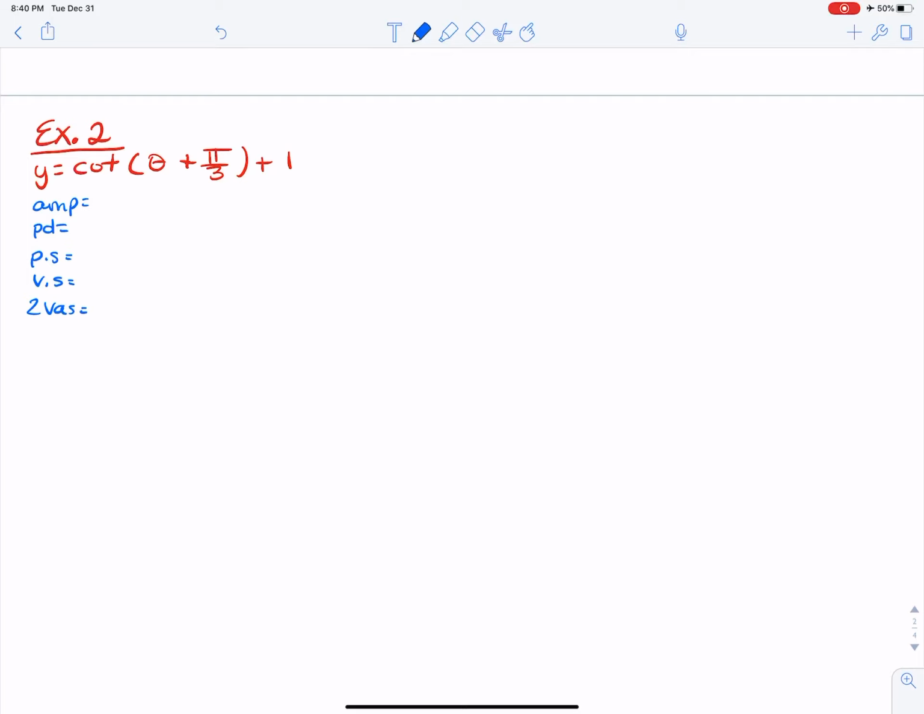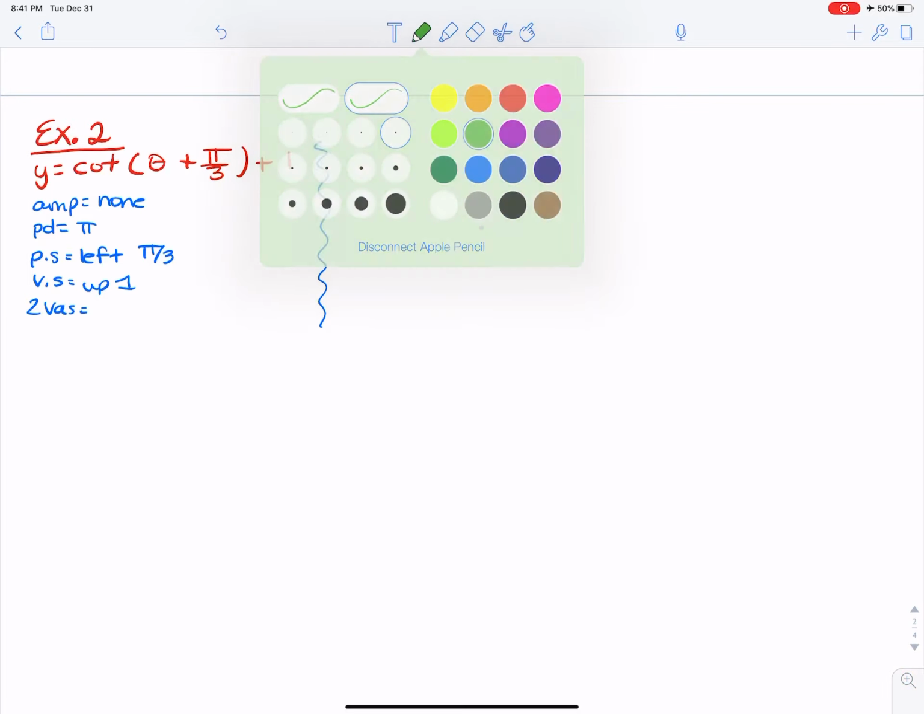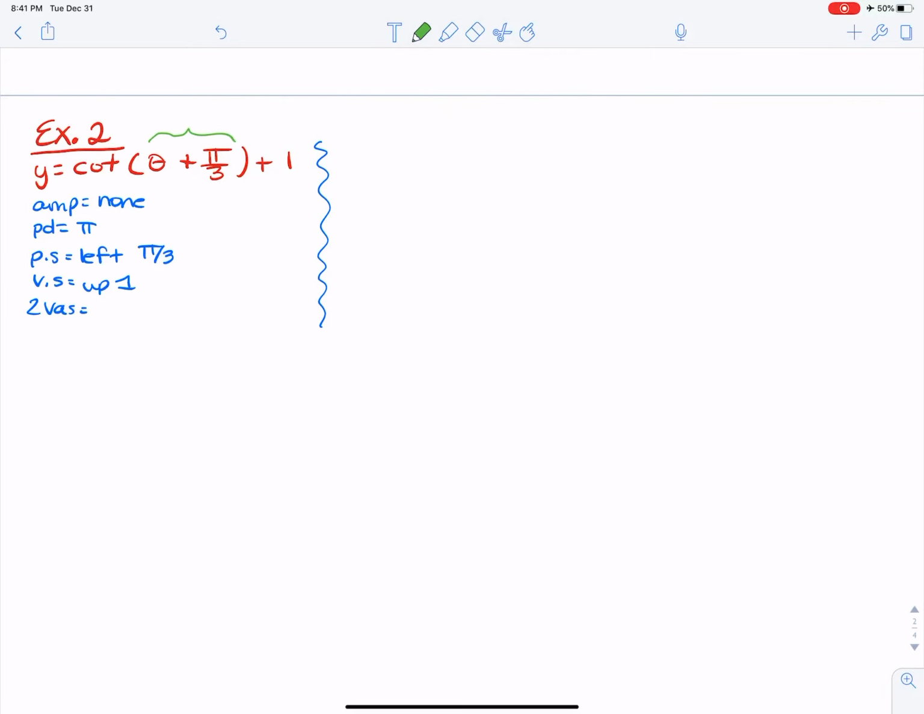All right. Amplitude is none. There's no amplitude at all for this one. But there is a period, which is pi because it's cotangent. Remember, cotangent's period is pi. This is going to go to the left. I almost put right. Left pi over 3. Our vertical shift is up 1. And our two VAs, we don't know what those are, but guess what? We can find them. And this will lead us to the graph as well.